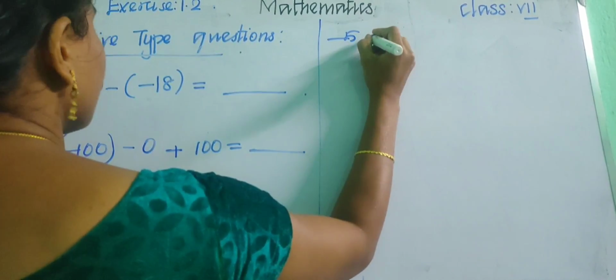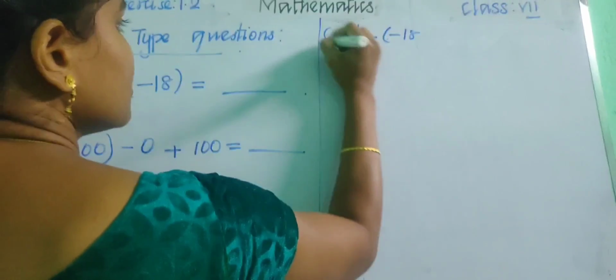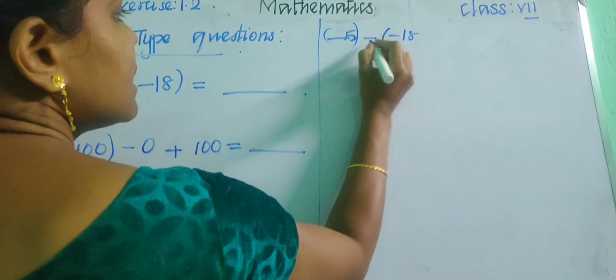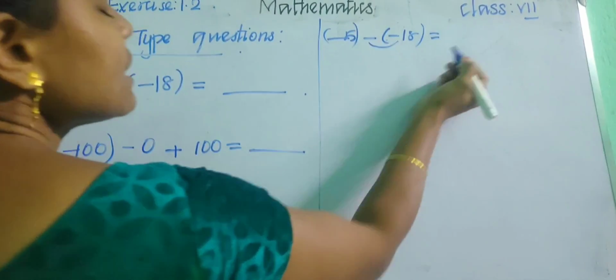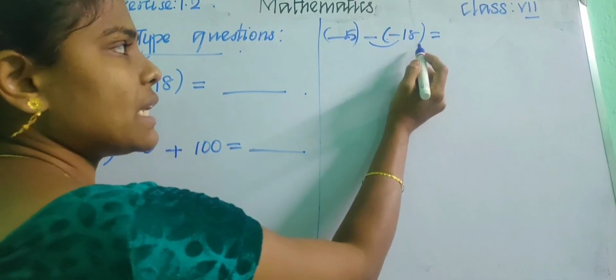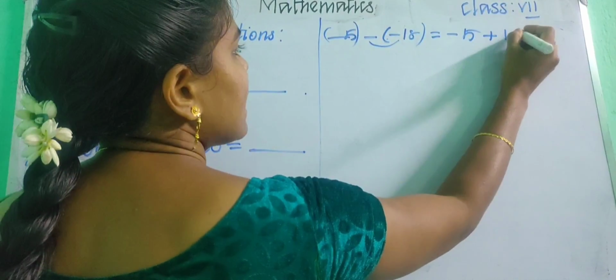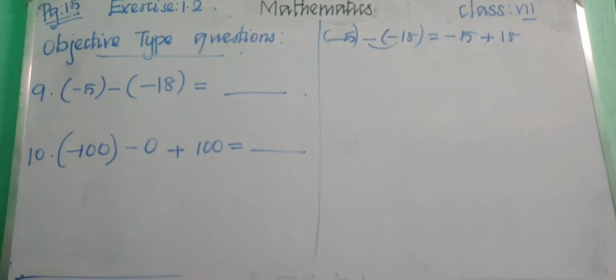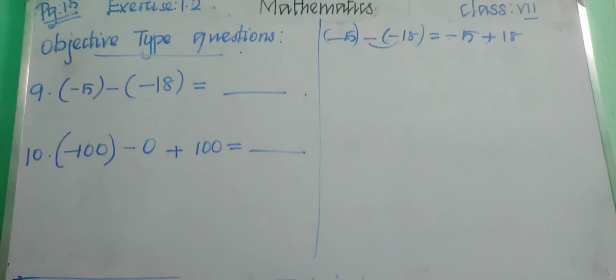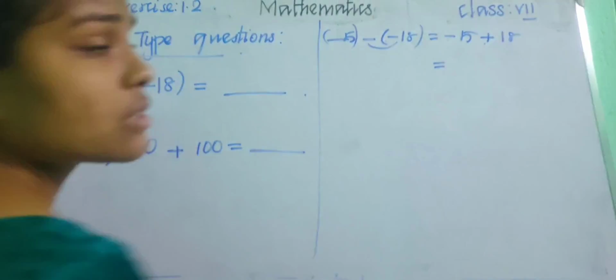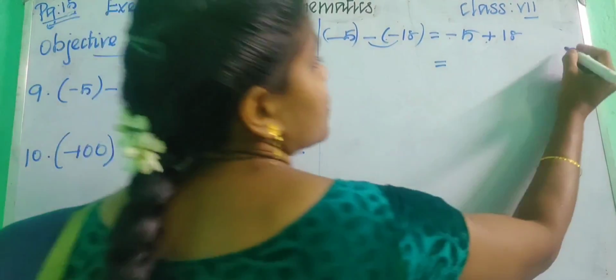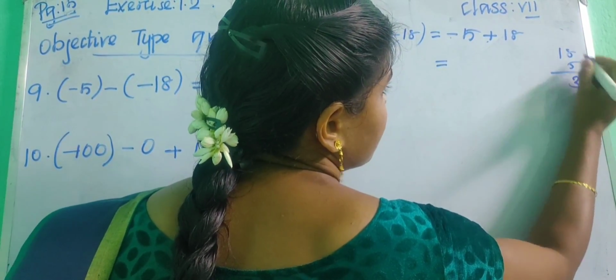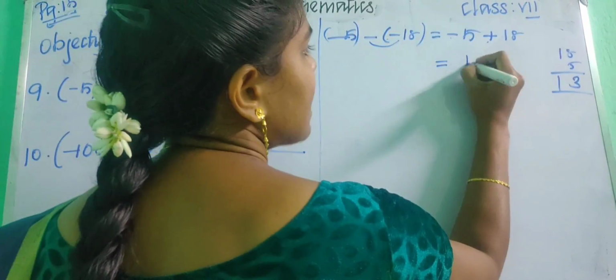So minus 5 minus of minus 18. See, we are having two signs, right? So what do we need to do? Minus into minus is plus, right? So minus 5 plus 18. Now see, we are having different signs, right? So we need to subtract and put the greater number sign. So 18 minus 5 is 13, okay. So the answer we are getting is 13.